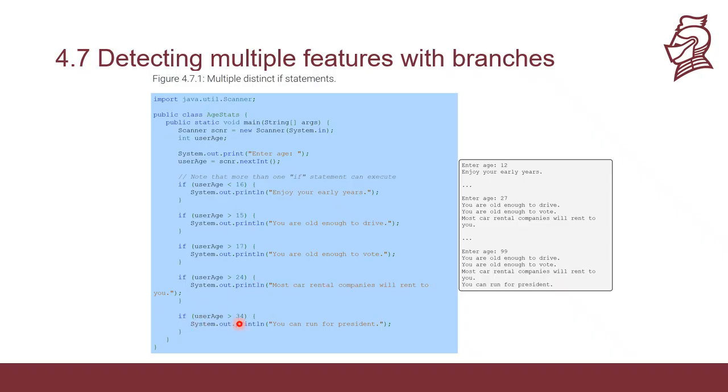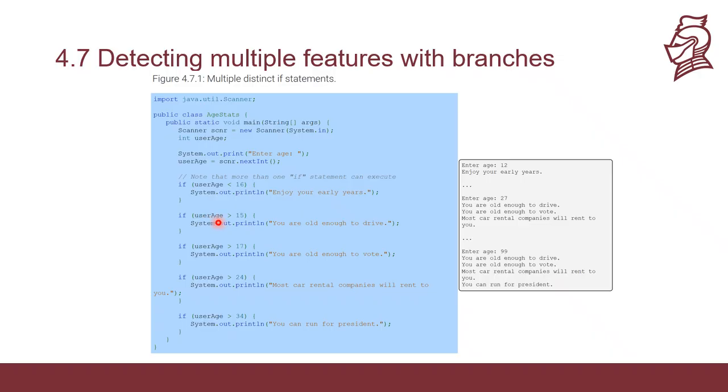If user age is greater than 34, you can run for president. Now, suppose that I enter a user age of 40, right? So is my user age less than 16? No, it's not going to do this. It's not going to print enjoy your early years. It's going to test this and it'll be false.